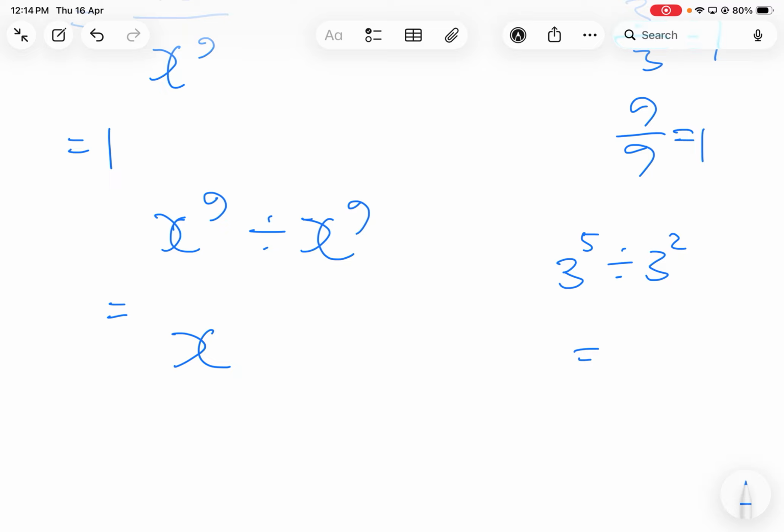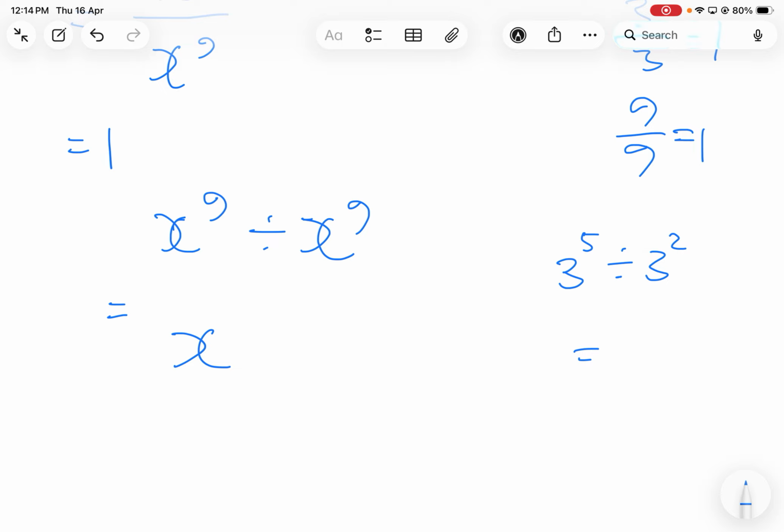Ashari, I'm still asking you, what will you do? The power divided by the power. Wrong. And the power minus the other power.